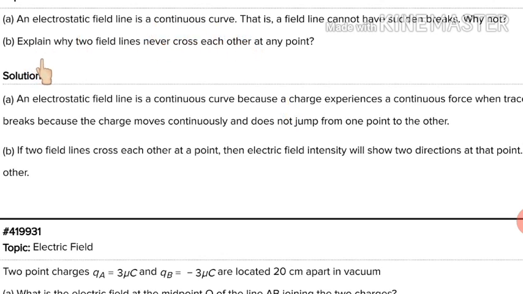Okay, the second part of the question is, explain why two field lines never cross each other. Again, we have discussed it in the properties of electric field lines that two electric field lines cannot intersect each other because at the point of intersection, if you draw the tangent, there will be two tangents, which will give you two directions of the electric field, and that is not possible at a common point. So that's why two electric field lines can never intersect.